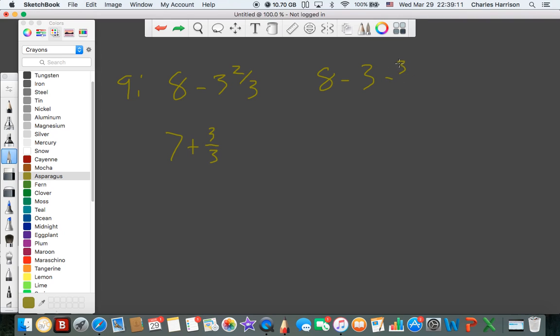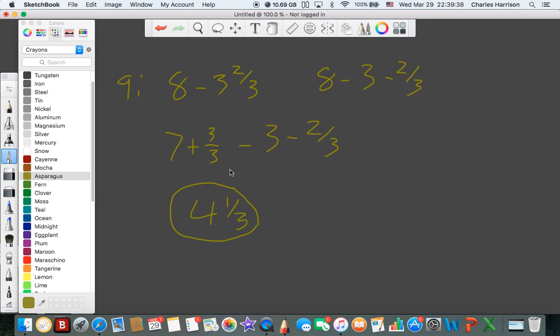Oops, minus 2/3, you see? It's really 8 minus 3 minus 2/3. So that's 7 plus 3/3, now 8. Now we can minus 3, oops, make that bigger, 3 minus 2/3. Now 7 minus 3 is 4. 3/3 minus 2/3 is 1/3. Everything's positive, everything works. We're good to go.